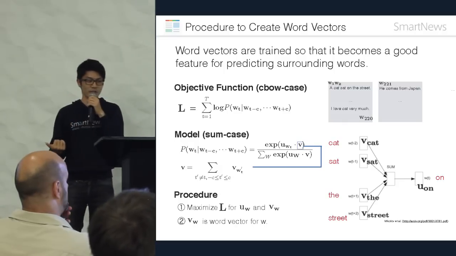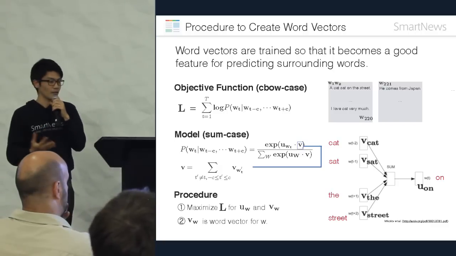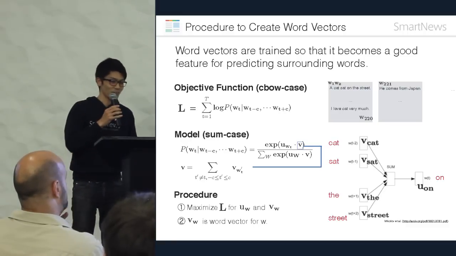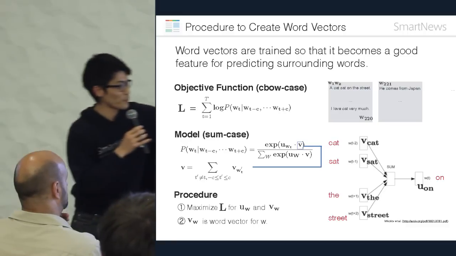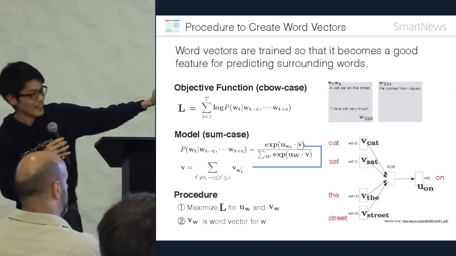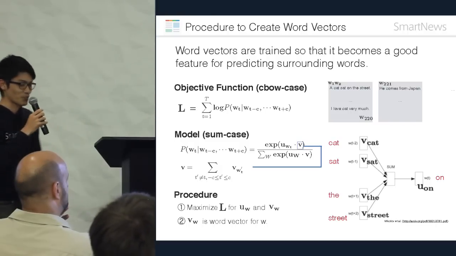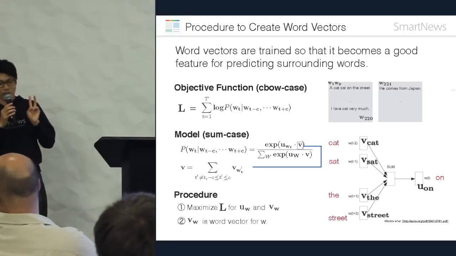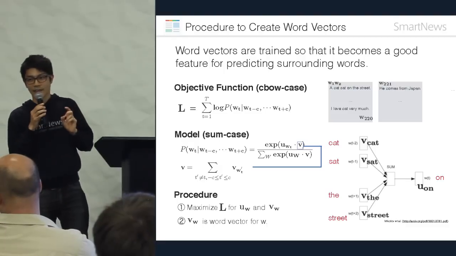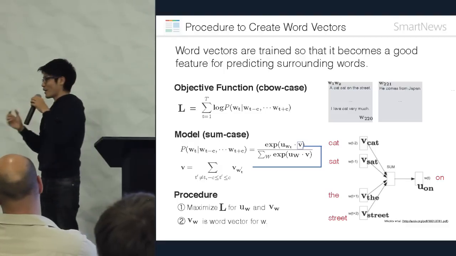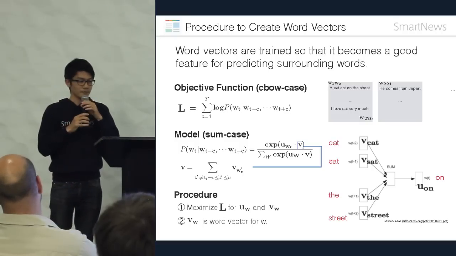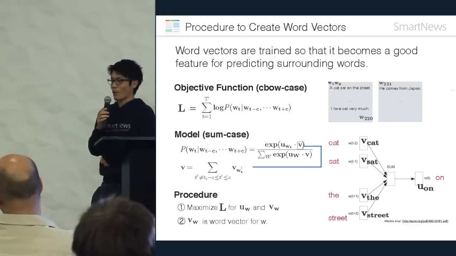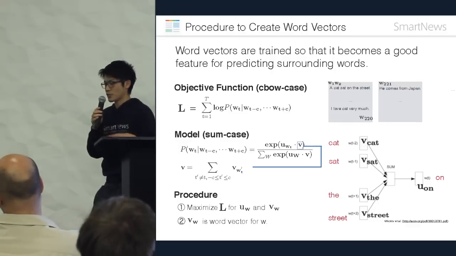And actually, technically speaking, maximizing this objective function L costs too much. The bottom part of the exponential, the sum over W, is computationally heavy, so we have to use some approximation. There are two types of approximation: one is hierarchical softmax, and the other is negative sampling. But that's beyond the scope of this talk. So this is the way to create word vectors by using the Word2Vec model.